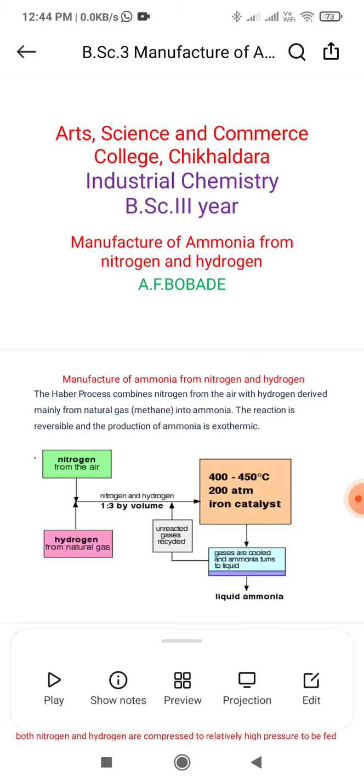Now this is taken into the catalytic reactor, where we maintain a temperature of 400 to 450 degrees centigrade and 200 atmospheric pressure in the presence of an iron catalyst. Now this nitrogen and hydrogen combine to form ammonia.